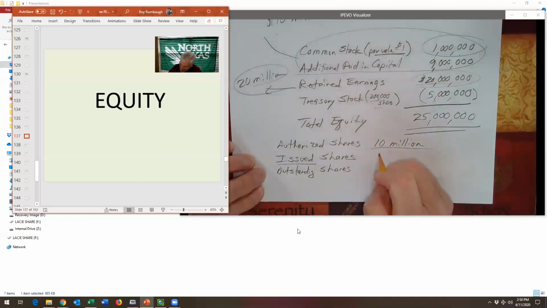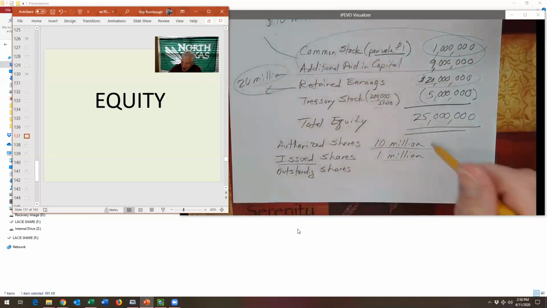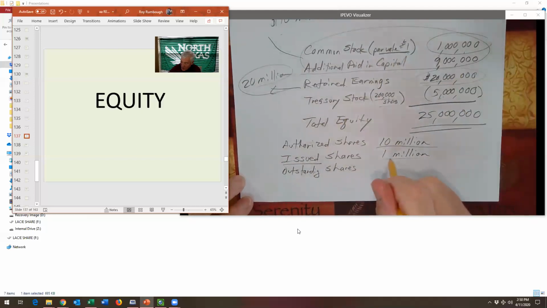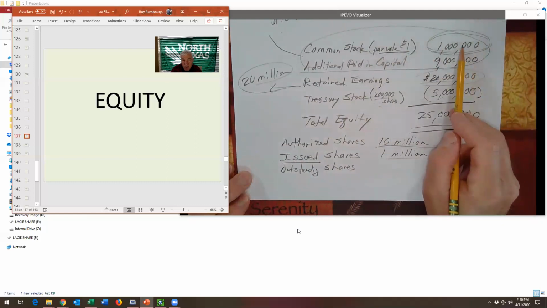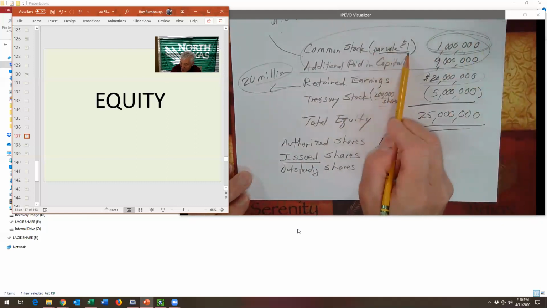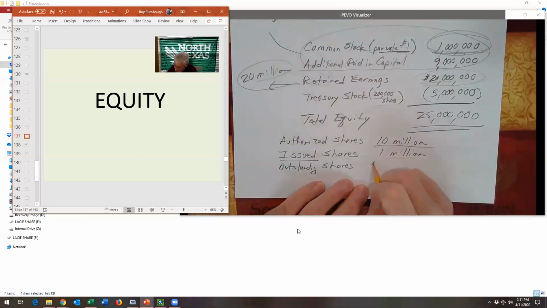So I know that they've issued 1 million shares over time. They debited cash and they credited the common stock account for 1 million. The only thing that shows up in the common stock account is the number of shares issued times the par value. So I take dollars divided by the par value and I know the shares issued. Now, that is not equal to the shares outstanding. What are the shares outstanding? I'm going to have to subtract the treasury stock, which was 200,000 shares.